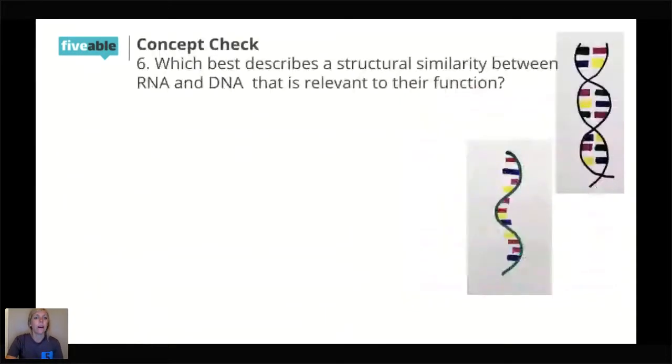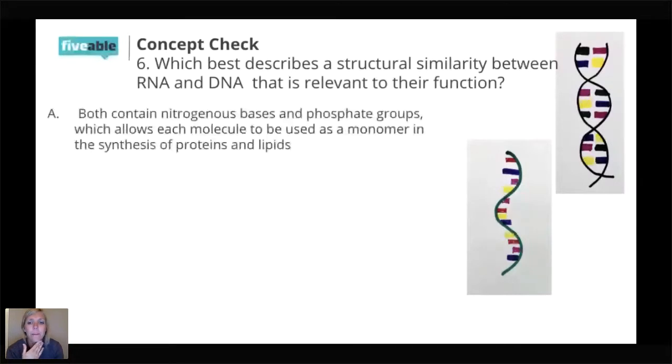Okay, 6. This is our last multiple choice question, and then we'll get to a free response, all right? And then we'll be all done. Number 6, which describes a structural similarity between RNA and DNA that's relevant to their function? So again, you might be able to have an awesome Venn diagram comparing and contrasting DNA and RNA, but when faced with a question like this, you might be like, oh shoot, this is super wordy. Where am I? And your head might start to spin. So we're going to look at each option at a time.